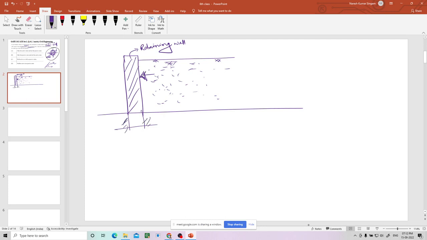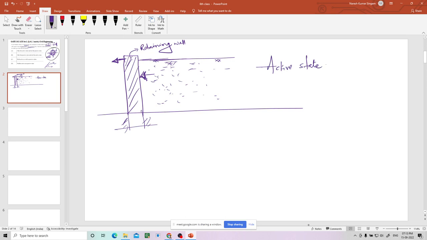Anyway, whenever the soil is applying the pressure load on the retaining wall, what happens? This retaining wall will try to move in this direction. Whenever it is moving in this direction, it is going away from the soil, right? If this is the soil, it is going away from the soil. So this state is called active state.